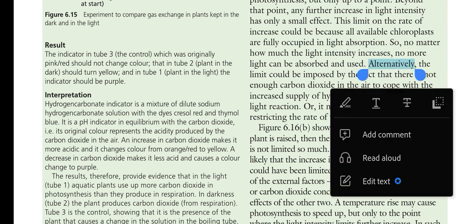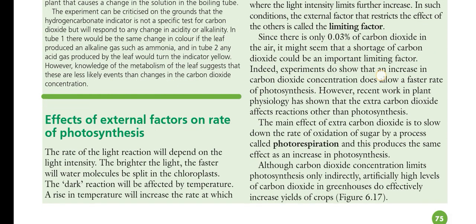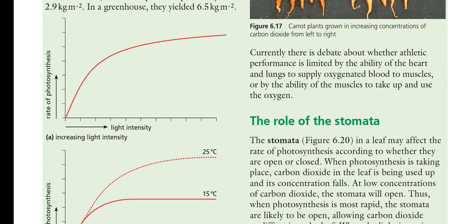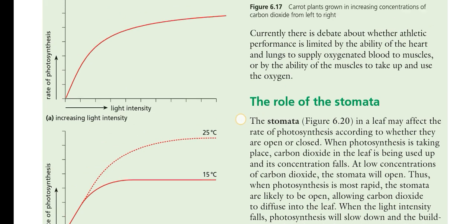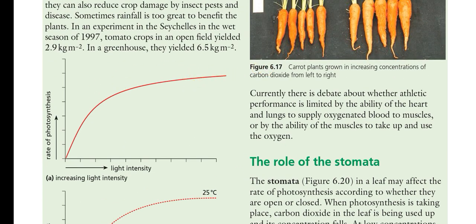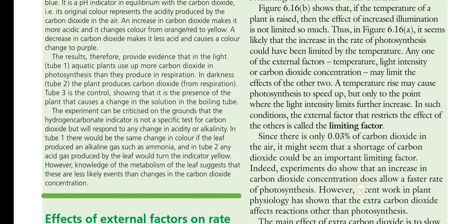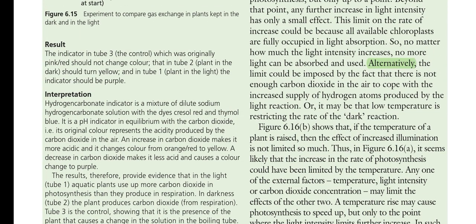We can say alternatively, in this graph, that the rate of photosynthesis increases with light intensity, but only up to a certain point. After that the graph becomes straight, which means the rate becomes constant. The limit could be imposed by there not being enough carbon dioxide in the air to cope with the increased supply of hydrogen atoms produced by the light reaction, or it may be that low temperature is restricting the rate of the dark reaction.